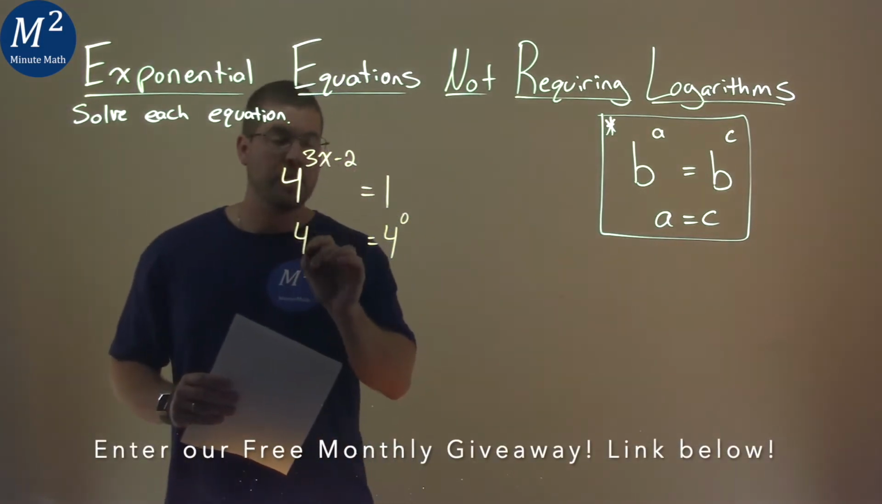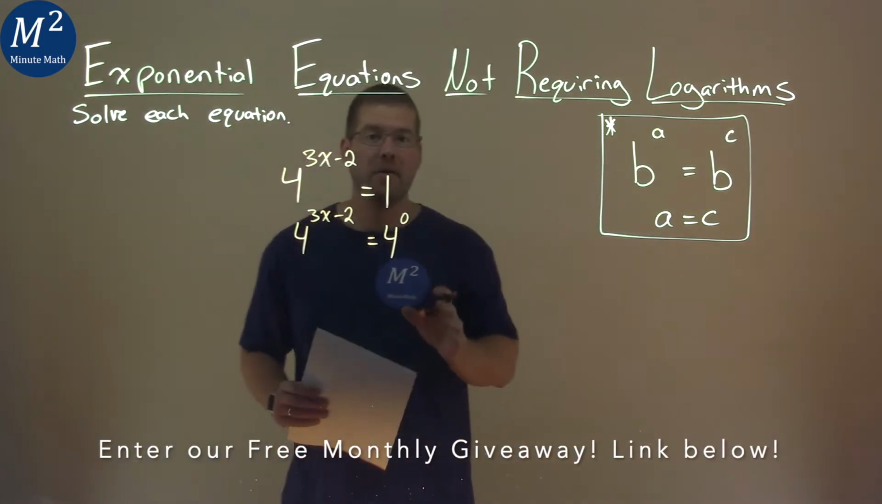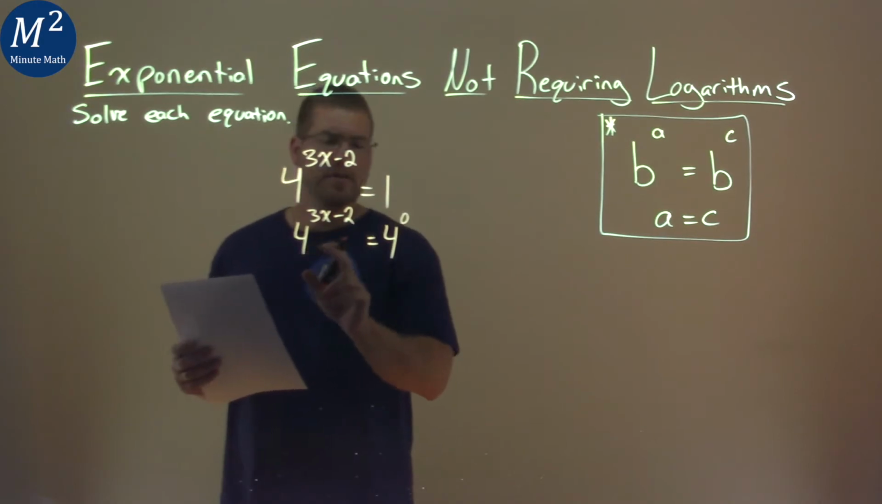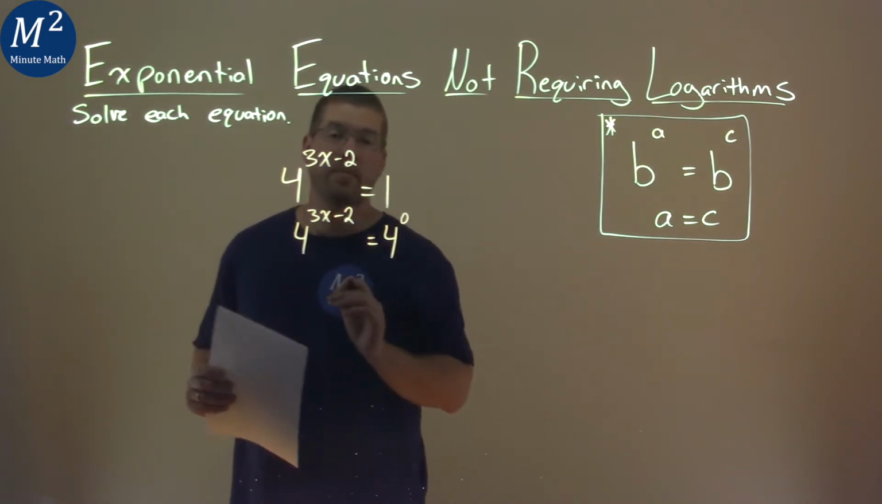So we take the information on the left, 4 to the 3x minus 2, and now we have an equal sign here with a little expression on either side, both of the same base as 4, and it's raised to some exponent.